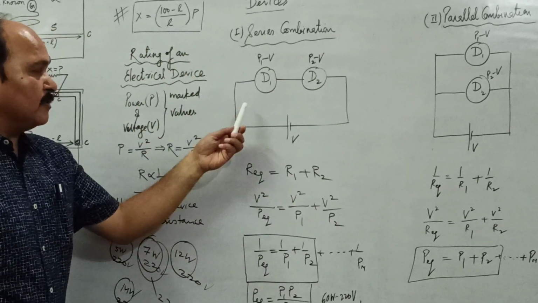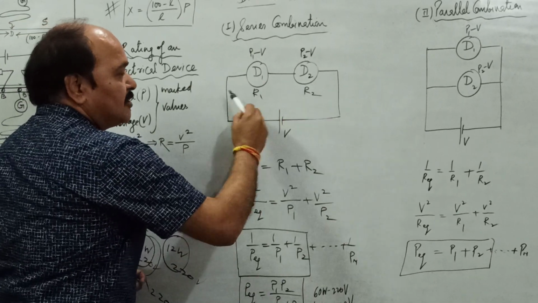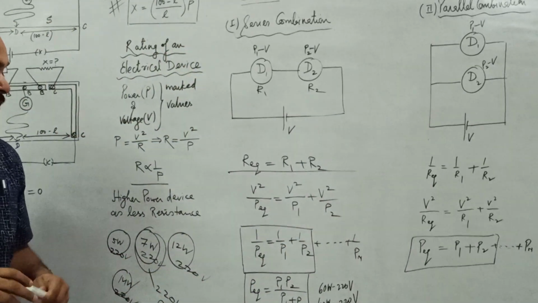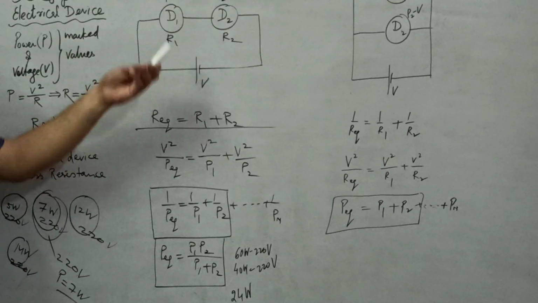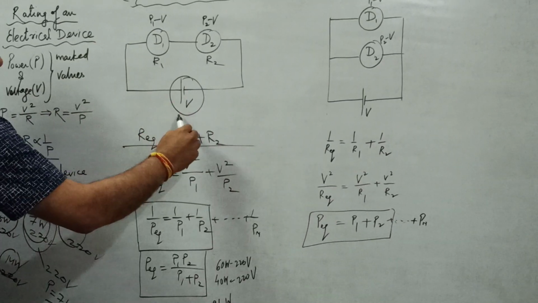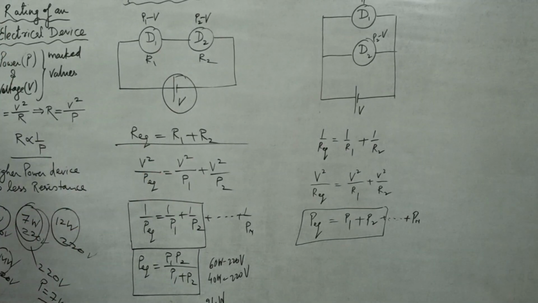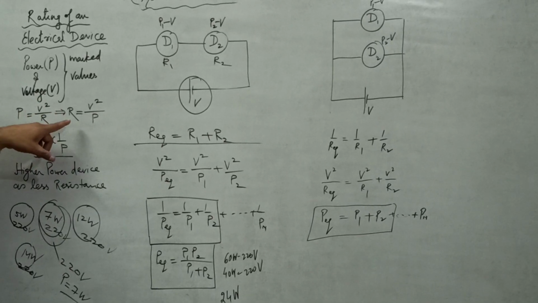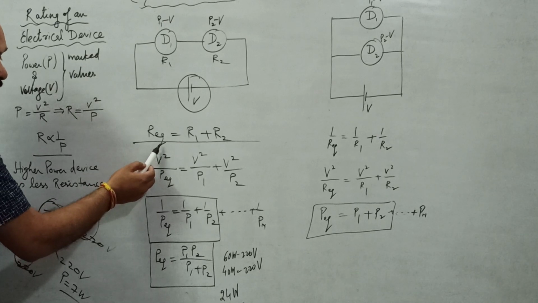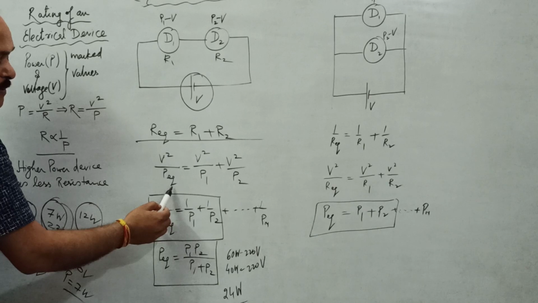Now see, since the devices are in series, this resistance is R1, this resistance is R2, and in series the equivalent resistance is R1 plus R2. And if we find out the equivalent resistance of the combination, the voltage connected across the combination is V. So V square upon equivalent power. Power is V square upon R, so R is V square upon P. Equivalent resistance is the square of voltage upon equivalent power.